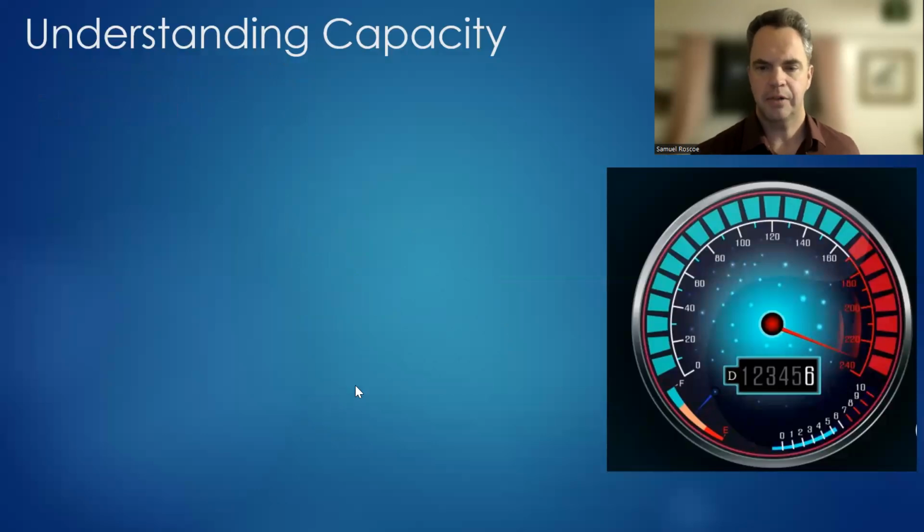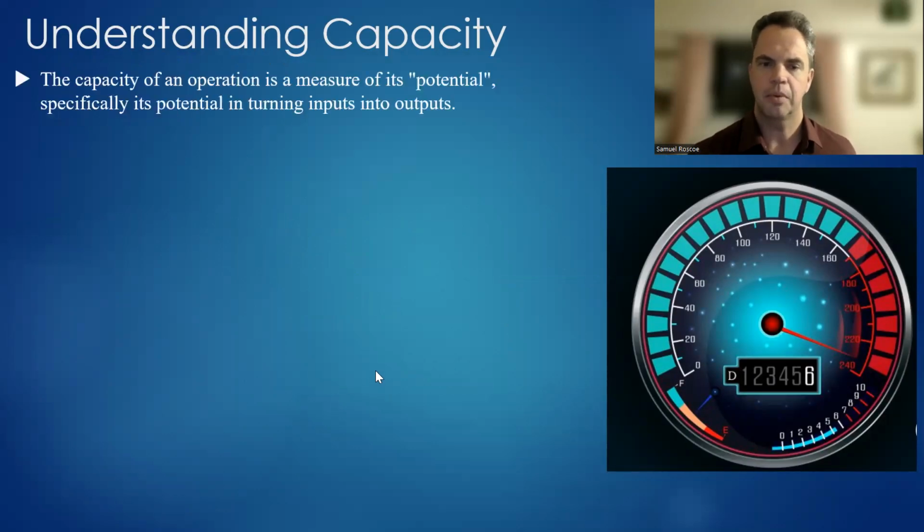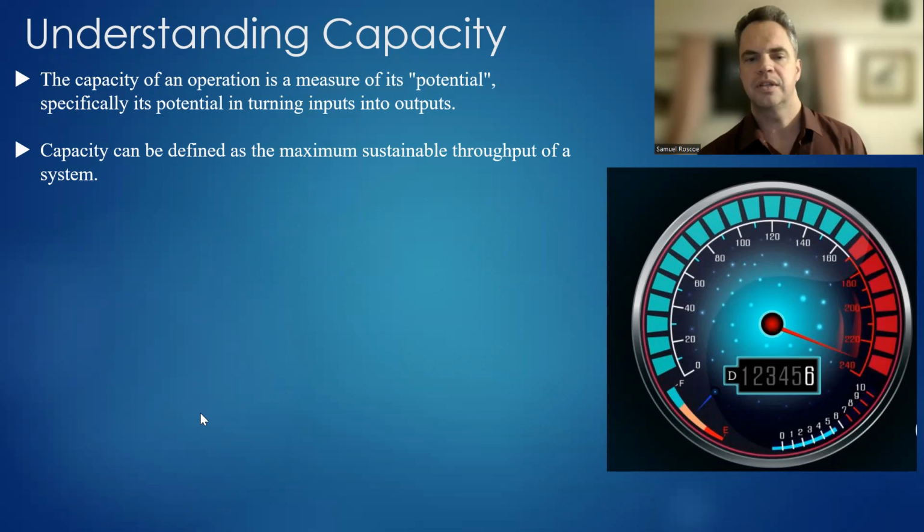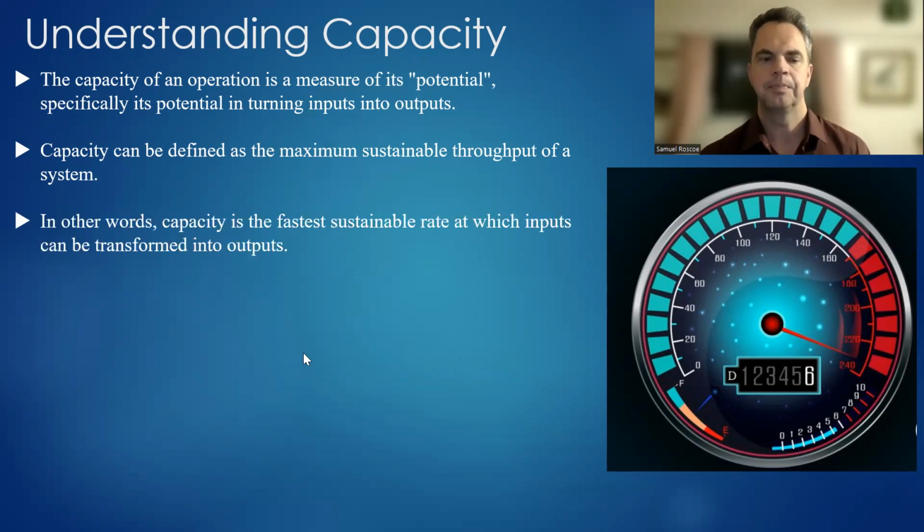The issue that we have with capacity, though, is most operations or operational processes don't run at full capacity. So capacity is a measure of the potential of a transformational process or an operation turning inputs into outputs. Capacity can be defined as the maximum sustainable throughput of a system. So how sustainable can this throughput go through the system at any one time, the maximum amount? In other words, capacity is the fastest sustainable rate at which inputs can be transformed into outputs.